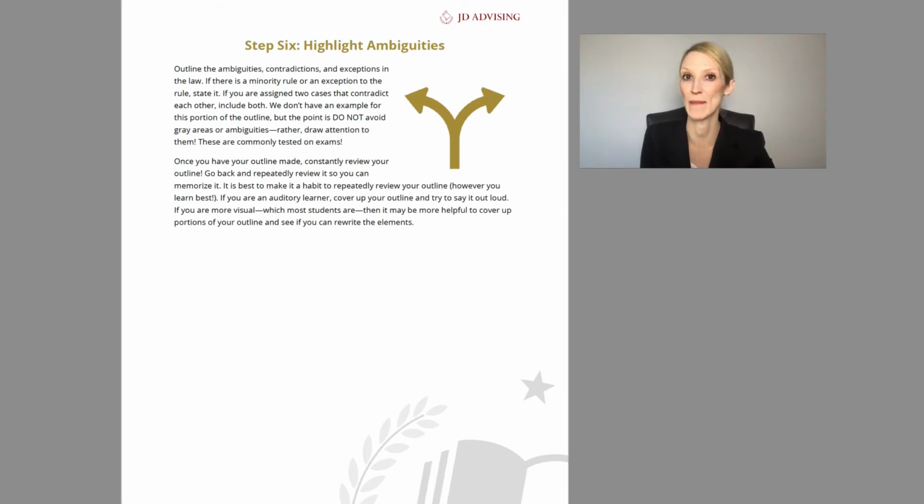Step 6, highlight ambiguities. Sometimes one law differs from another law. Majority law will differ from minority law. One case says one thing, a statute says something else. Law students don't like this because we want the right answer, okay? We're programmed to want the right answer. But in a lot of cases, there isn't a right answer. There are just different approaches. And rather than ignoring these or trying to run away from them, instead you should embrace them and you should highlight them in your outline, because these are prime areas for testing. Professors love to test gray areas where the result could turn out in a couple different ways.